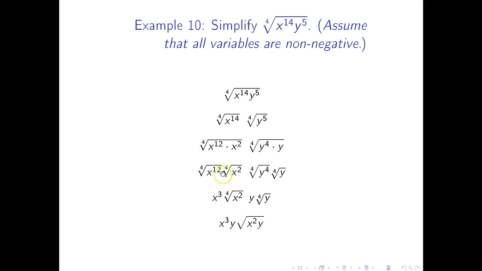And then here, notice, same exact thing, I'm just breaking it up. What's 12 divided by 4? Well, it's 3. 4 divided by 4 is 1. Combine the outside, combine the inside, and that's what you're left with.